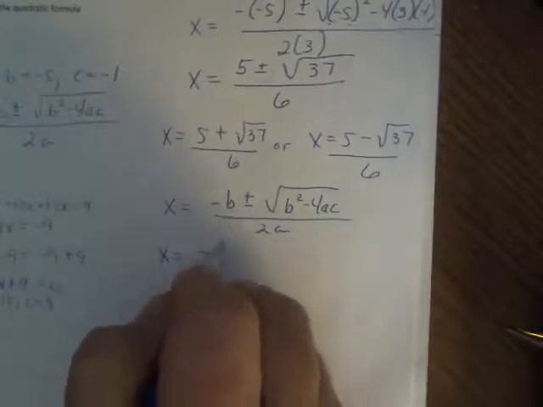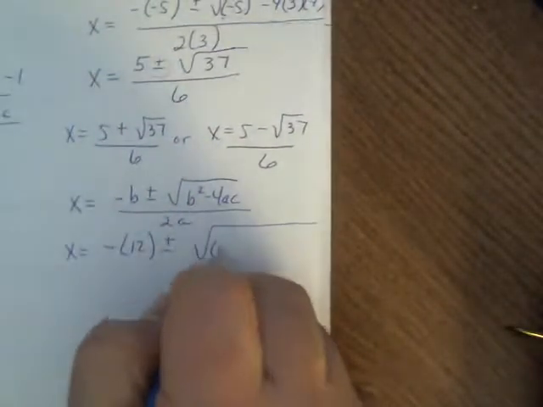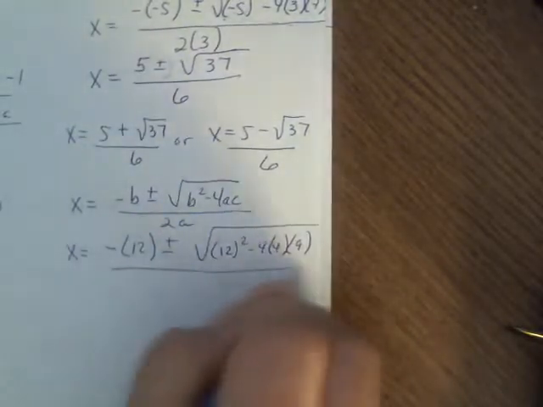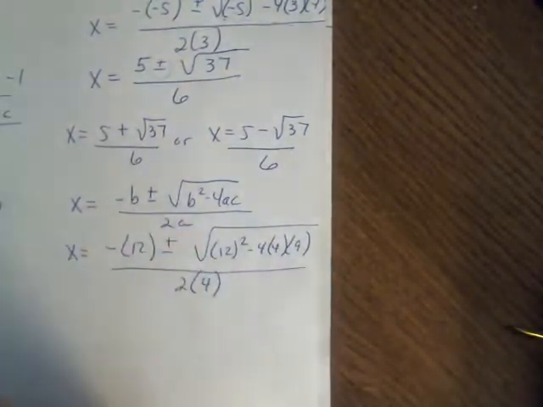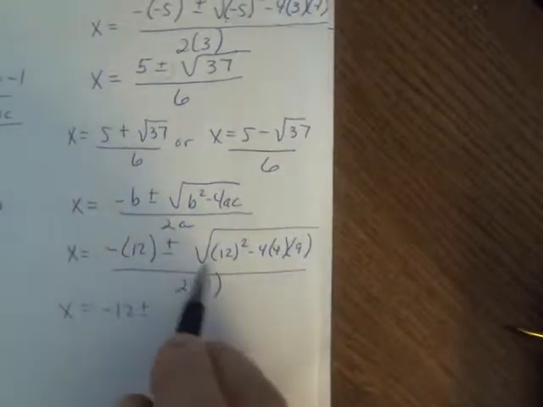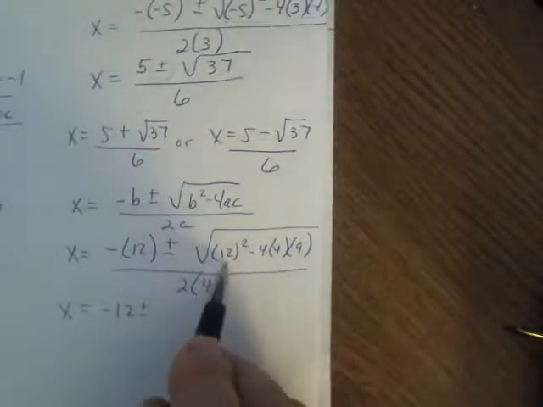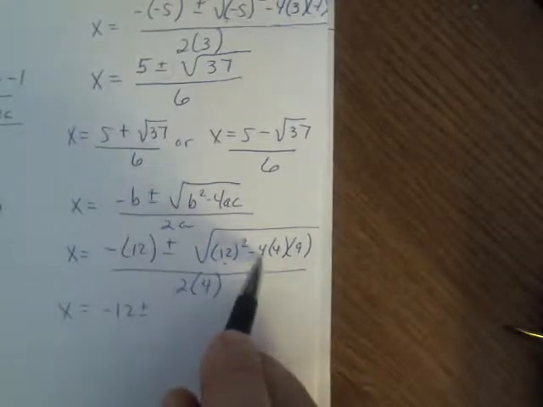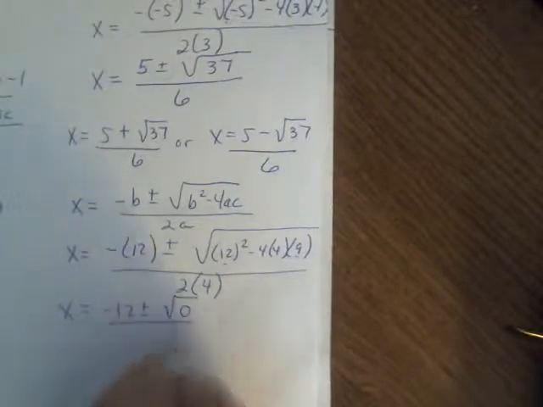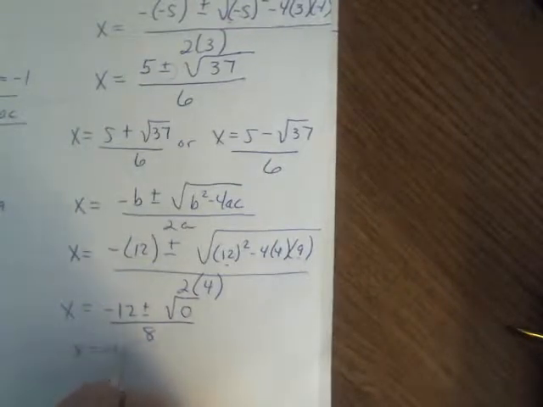Now I substitute. Then I simplify. So, as you are simplifying under here, 12 squared is 144. Negative 4 times 9 is negative 144. So we end up with the square root of 0. Well, the square root of 0 is just 0.